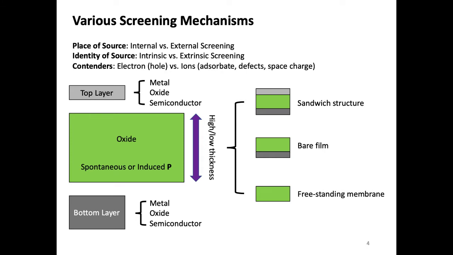And depending on the identity of the source, it can be intrinsic, which is from the native components of the oxide, or extrinsic if it is foreign impurities or neighboring atoms or ions that are supplying the screening charge. So the contenders in this picture will be electron hole versus ions such as adsorbate, defects, and space charge.